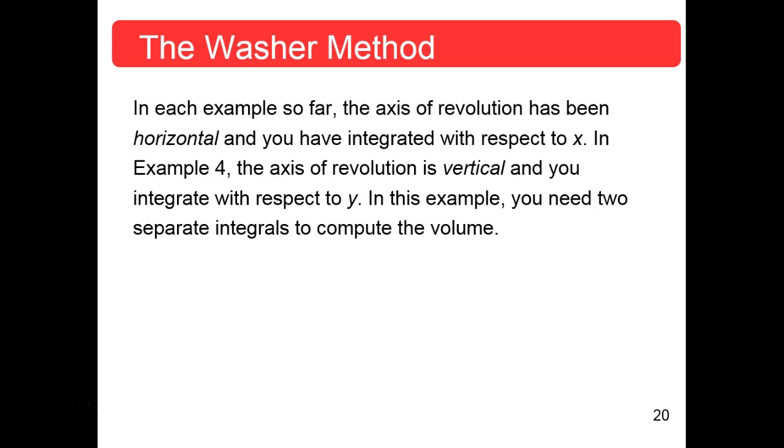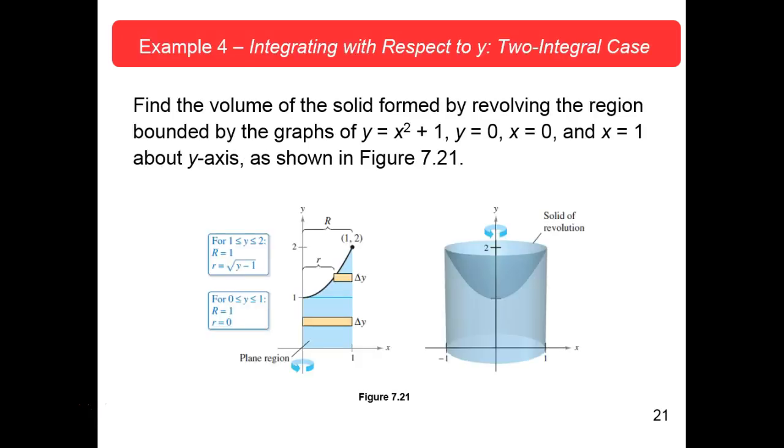In each example so far, the axis of revolution has been horizontal, and you've integrated with respect to x. In this next example coming up, example 4, the axis of revolution is vertical, and you integrate with respect to y, so that means you have to have the function as a function of y rather than a function of x. In this example, you need 2 separate integrals to compute the volume. Not because it's y, but just because of the nature of the problem. Okay.